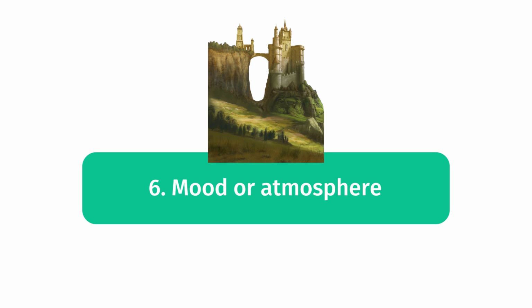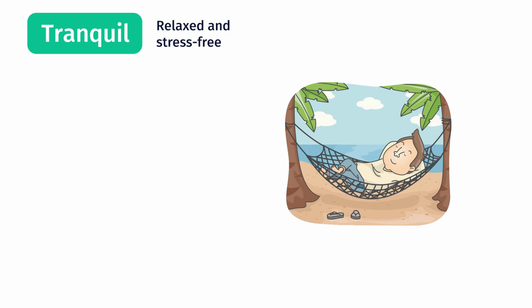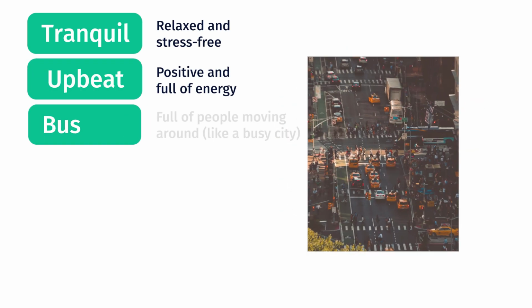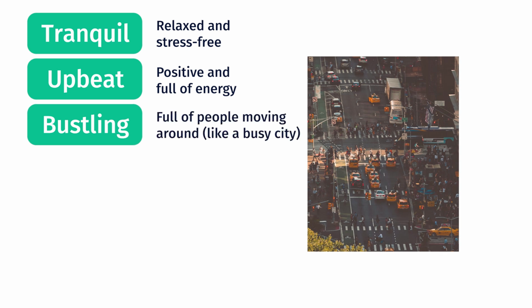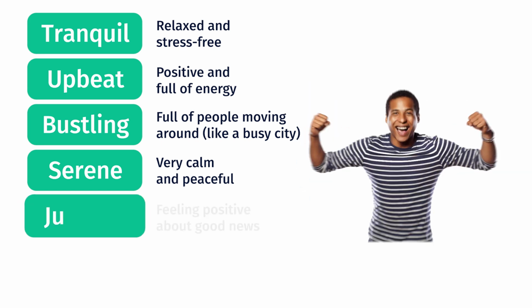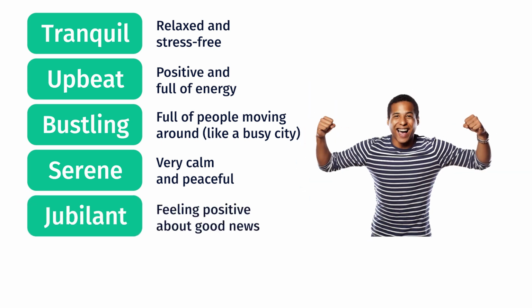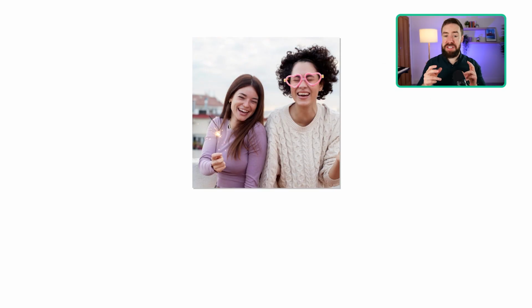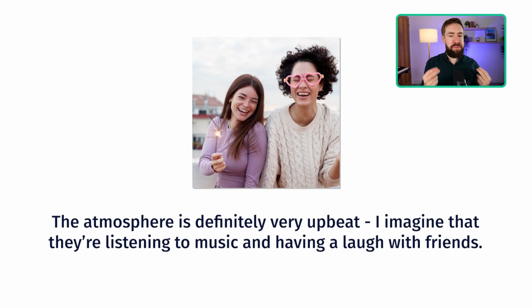The 6th area is the mood or the atmosphere of the photo. And we've got some great vocabulary here that you can use. You can say the photo looks tranquil, that's quite calm. Upbeat, like a lot of energy in the photo. Bustling, so it's quite busy, there are lots of people. You could say it's serene, that's again very calm. Or you could say it's jubilant, like people are absolutely delighted. Or the opposite, you could say somber, which means that there is a very serious, maybe a sad atmosphere. So for our photo, we could say, the atmosphere is definitely very upbeat. I imagine they're listening to music and having a laugh with friends.